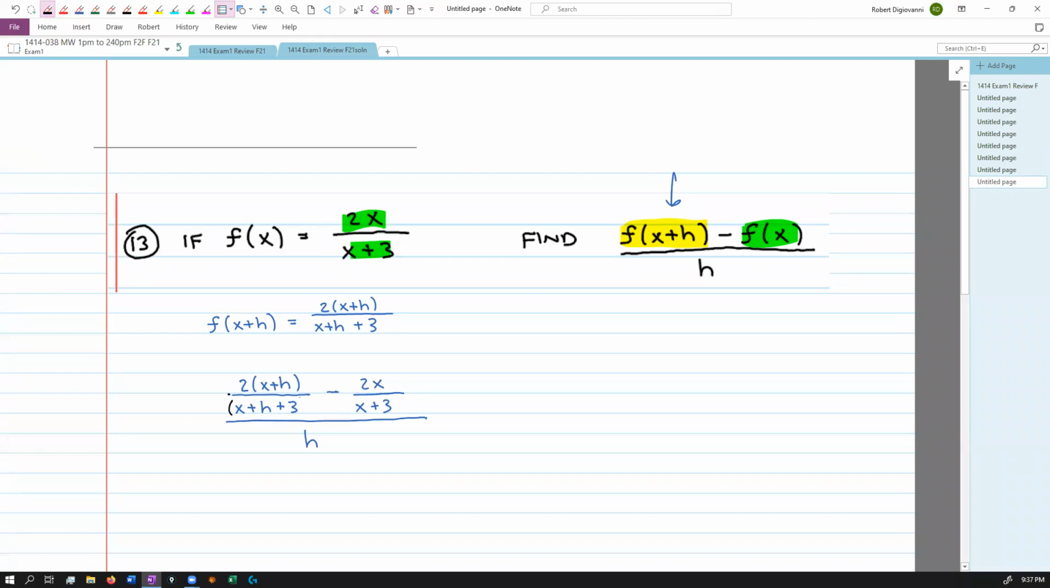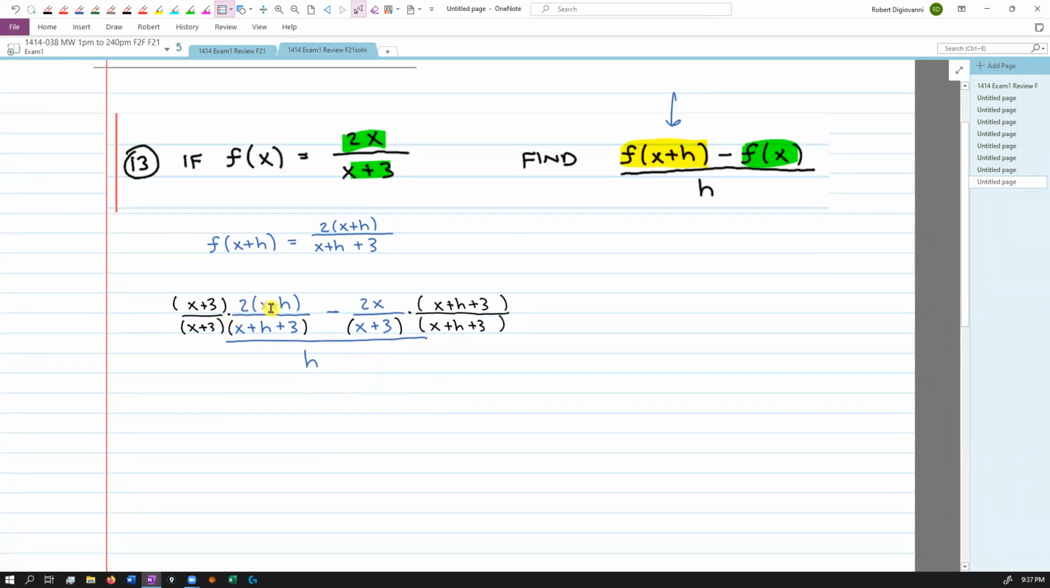So I need to multiply this first fraction by the other denominator, and multiply this fraction by the other one's denominator, x plus h plus 3. Top and bottom. Okay, now, when I do that, I'm going to have to multiply these together. That's going to kind of suck. So I'm going to put the 2 here, x plus 3. I'll multiply on the next line, x plus h. That's all that kind of rewritten.